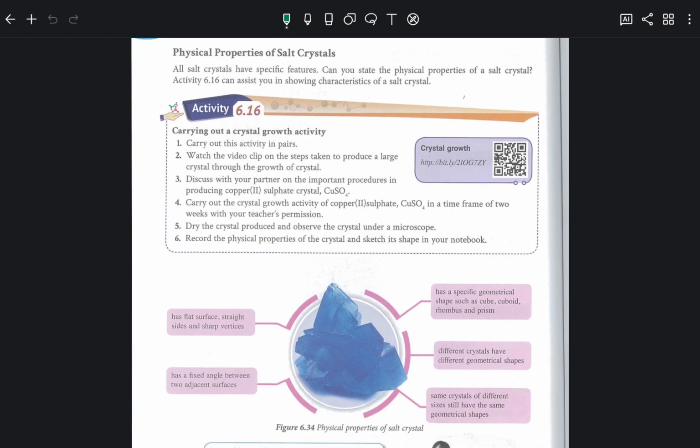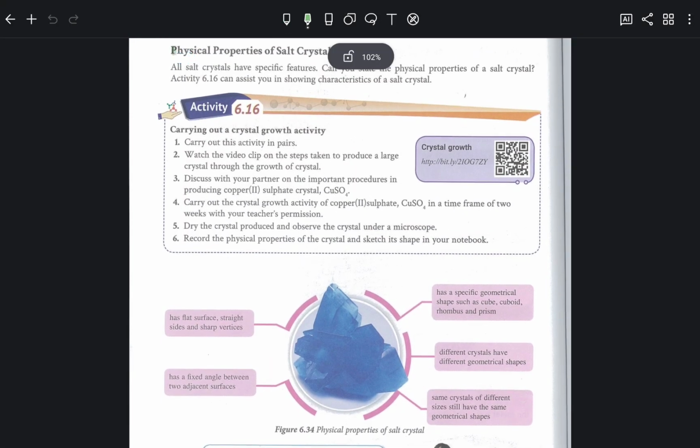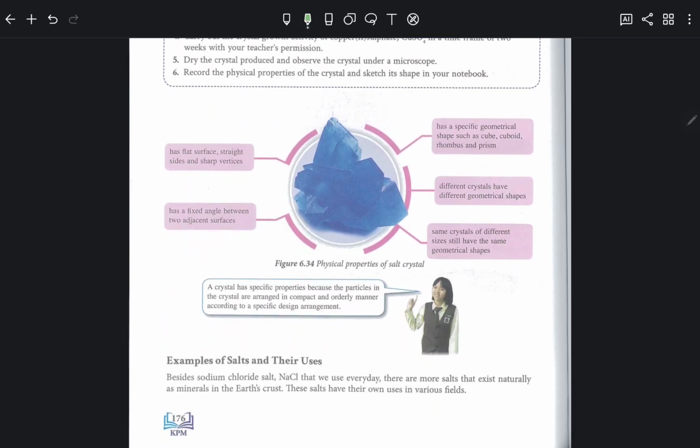Come back to here. So, physical properties of salt crystals. Just go back to here. I want you to put a mark here, paper 1. Why? In objective questions, they always give a few answers, then they ask which of the following are true describing crystals.